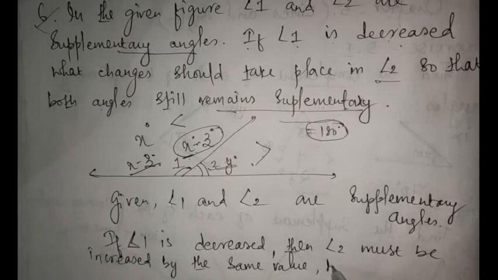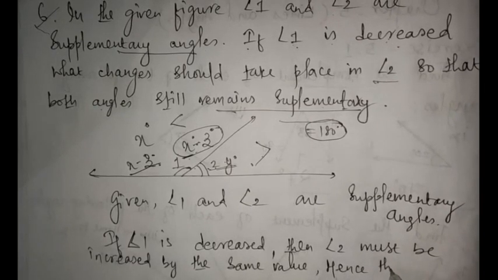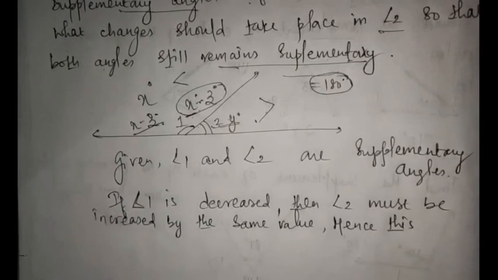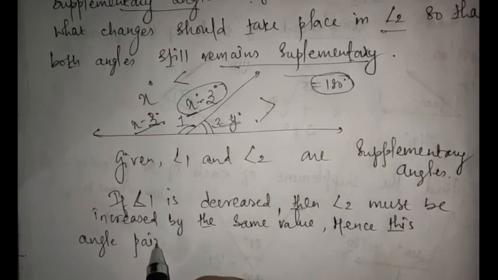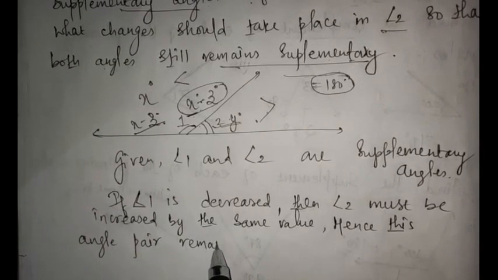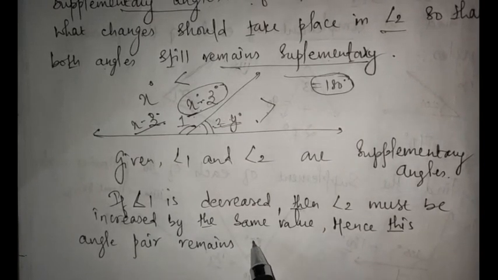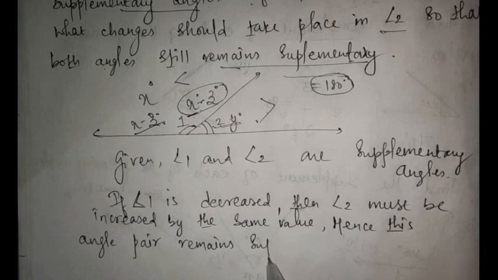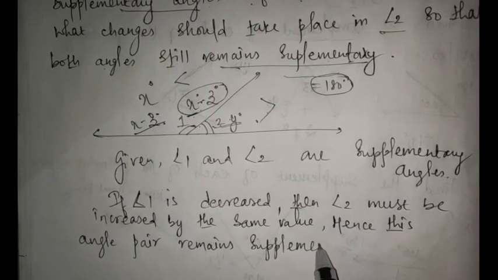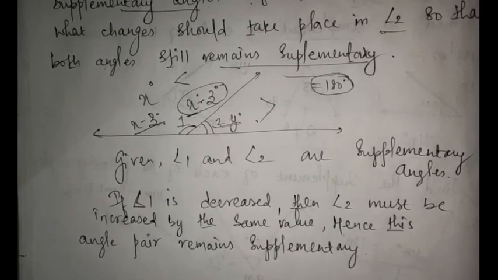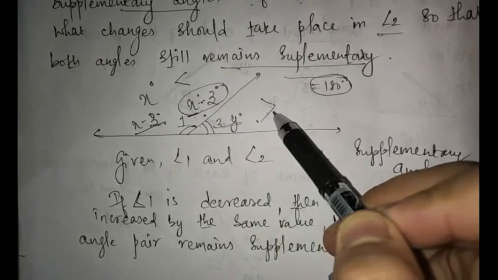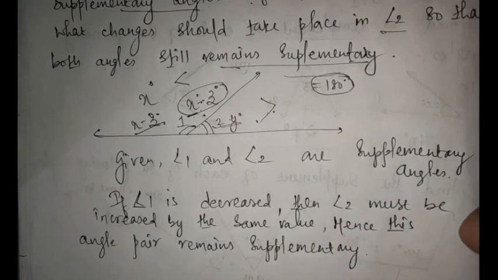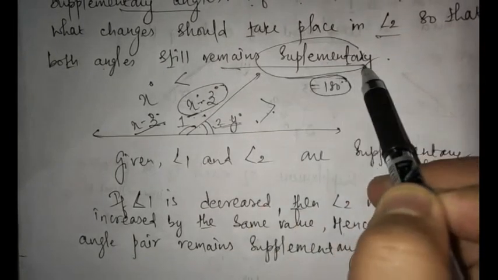So hence, if this happens, the angle pair will remain supplementary. So understood? I hope you have understood this, right? If this is getting decreased, then the other should also increase by the same value in order to remain supplementary. Alright?